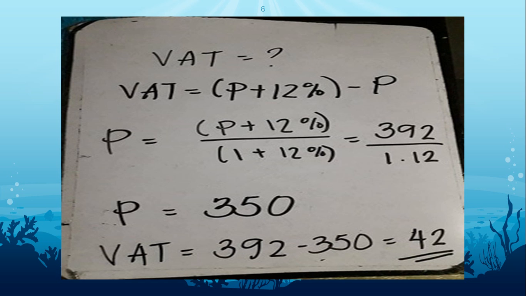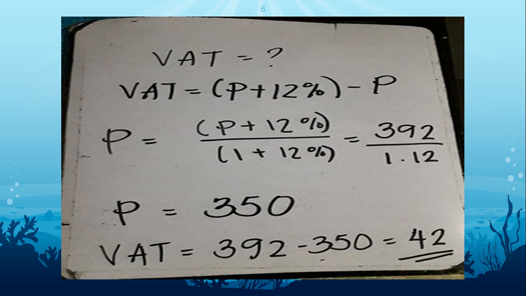So here we need to find the price before the inclusion of the 12% tax. Finding that price can be done by dividing the selling price by 1.12. Now 1.12 is from 1 plus the 12% value added tax. So the selling price is 392. So 392 divided by 1.12 is equal to 350.